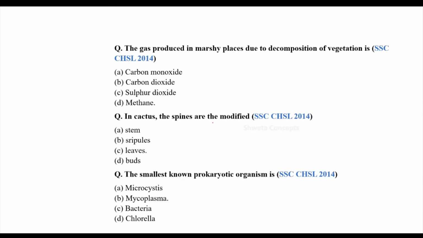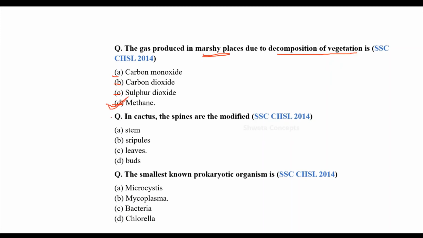Moving next, the gas produced in marshy places due to decomposition of vegetation is. What type of gas is produced in marshy places due to decomposition of vegetation? Option A, carbon monoxide. It is a very important question, students, make a note of these questions. Option B, carbon dioxide, option C, sulfur dioxide, option D, methane. Now the correct answer is methane gas is produced.